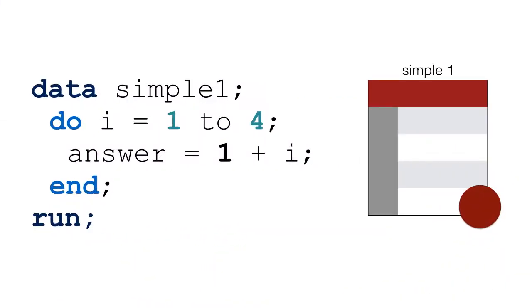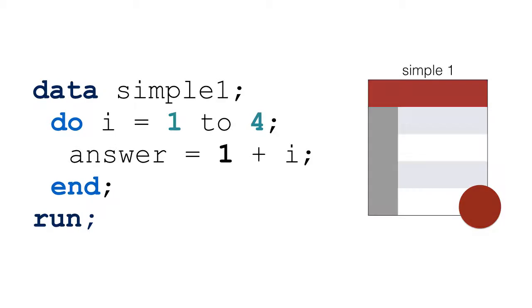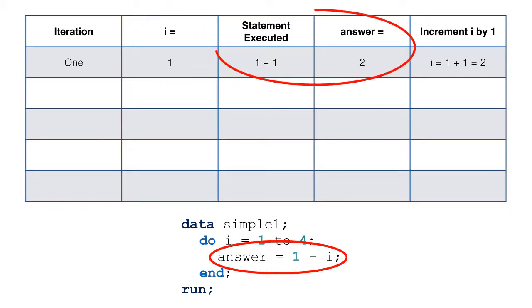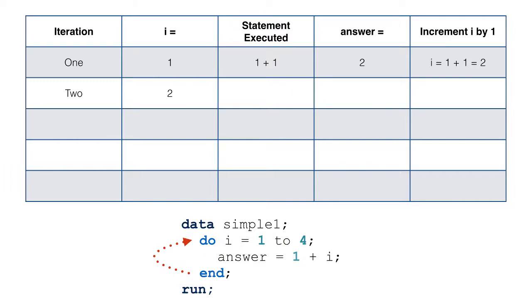Here's what happened in SAS's mind. At the top of the data step, SAS creates a temporary data set called Simple1. Next, the counter I is set to 1. The SAS statement answer equals 1 plus I, or in this case 1 plus 1, is executed, and the value for answer is filled in. In this iteration, answer equals 2. When SAS encounters the end statement, the value of I increases, or is incremented, by a value of 1, and SAS loops back to the beginning of the do statement.